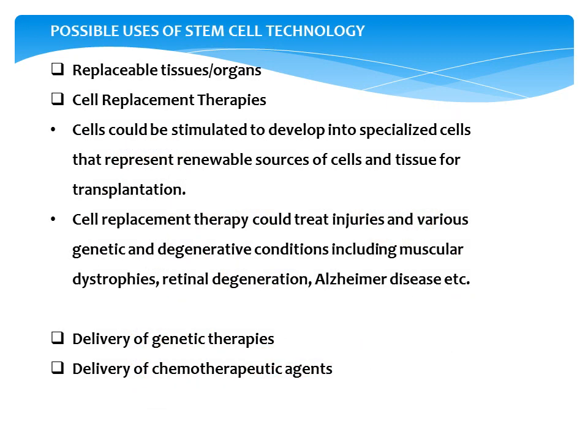Possible uses of stem cell technology. It can replace tissues or organs. Cell replacement therapies: cells could be stimulated to develop into specialized cells that represent renewable sources of cells and tissues for transplantation. It can also treat injuries and various genetic and degenerative conditions, including muscular dystrophies, retinal degeneration, Alzheimer's disease, etc. It can be used in the delivery of genetic therapies and chemotherapeutic agents.